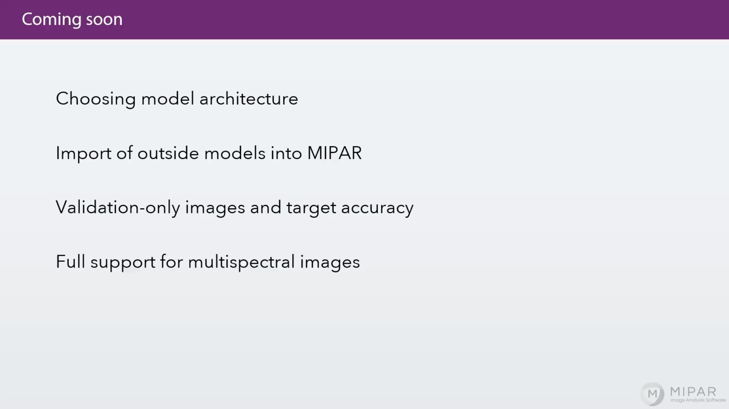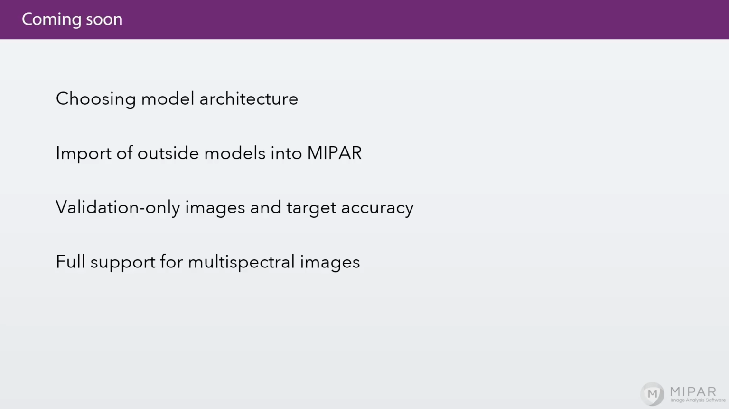Now, the last thing I'd like to cover today is some new features that we have in the pipeline. The first is the ability to select which model architecture you want to use. Currently, we offer SegNet models, but UNet and perhaps others will be available soon. We also plan to allow the import of outside models, for example, ONNX or PyTorch.